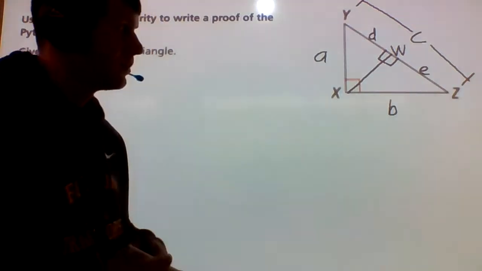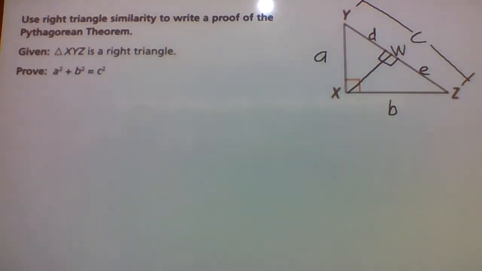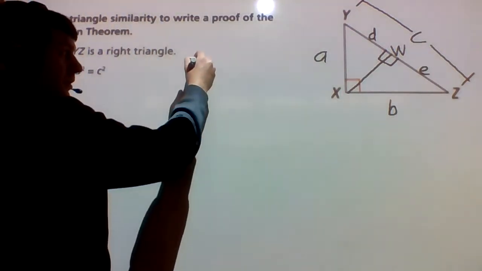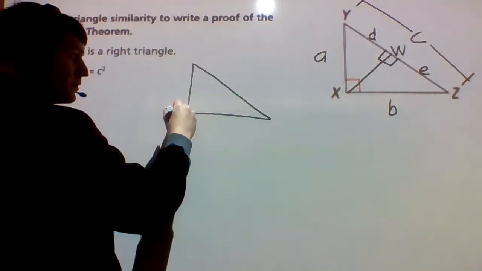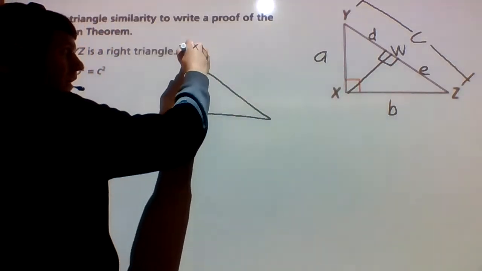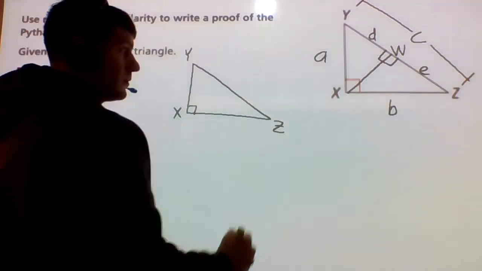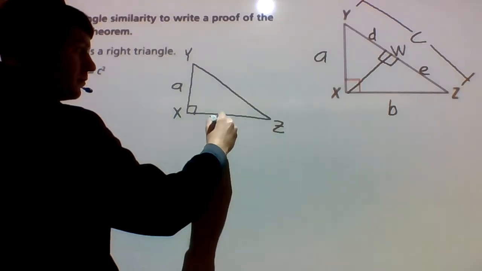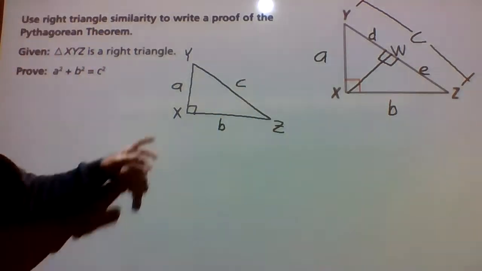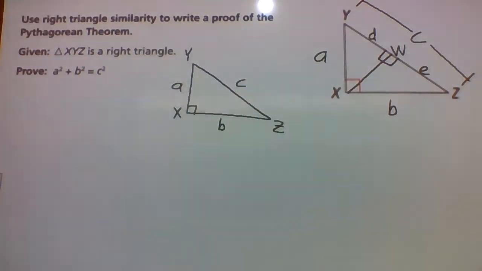So what I'm going to do is draw each of those separately so we can see them. I'm going to draw the big one in the middle. Okay, that is x, y, z. And so the sides of that are A, B, and C. Lengths A, B, and C.